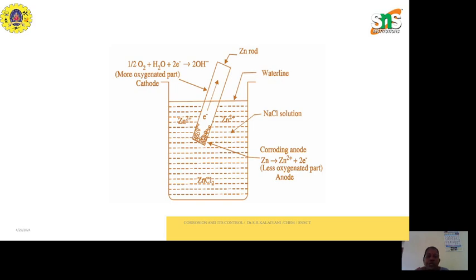So these are the types of electrochemical corrosion: one is galvanic corrosion, and the other is differential aeration corrosion.